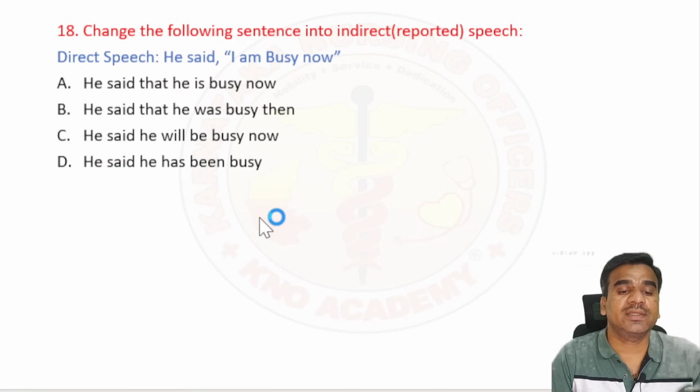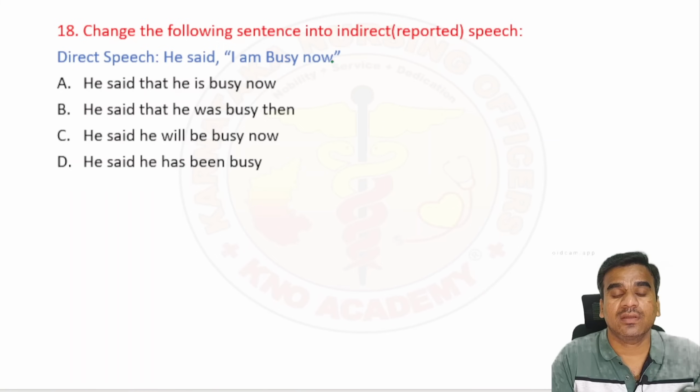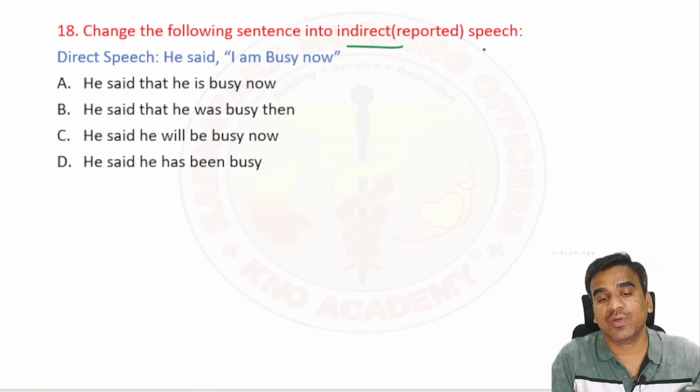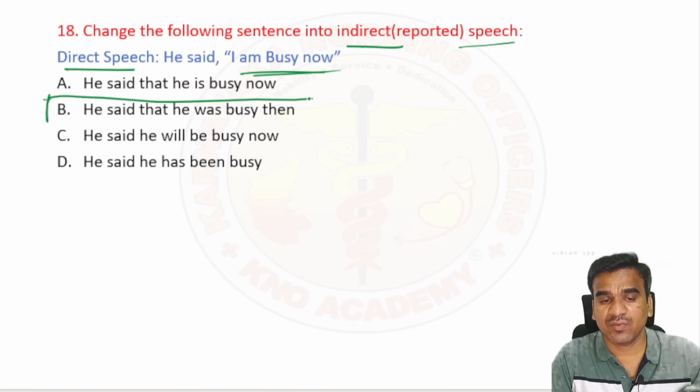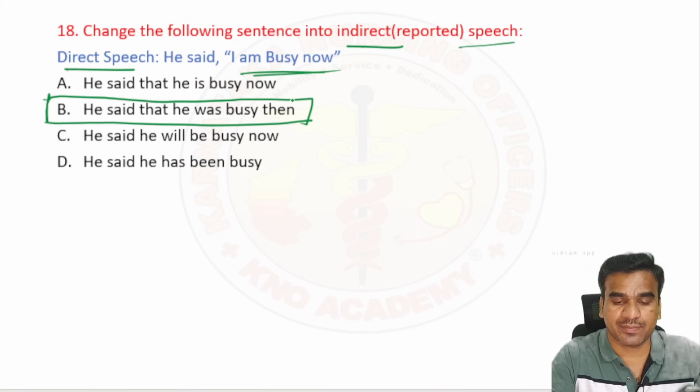Question number 18. Change the following sentence into indirect reported speech. So that is the direct speech. So here they have given: He said, I am busy now. So what is the indirect speech? Options: He said that he is busy now. He said that he was busy then. He said he will be busy now. He said he is busy. The right answer is he said that he was busy then.